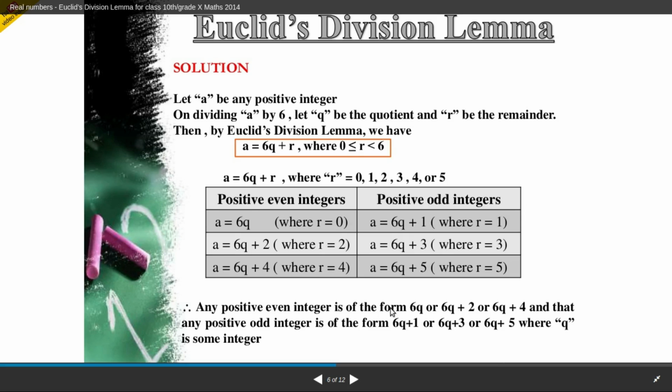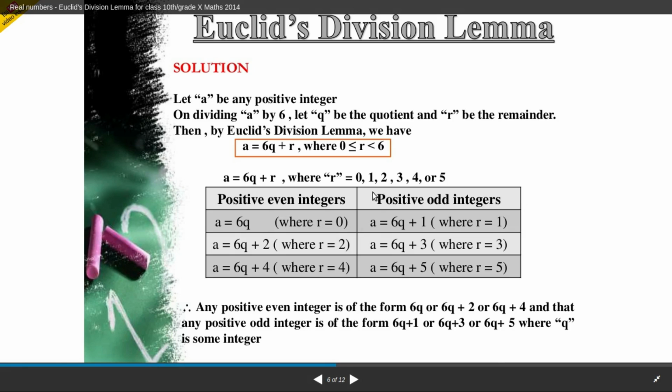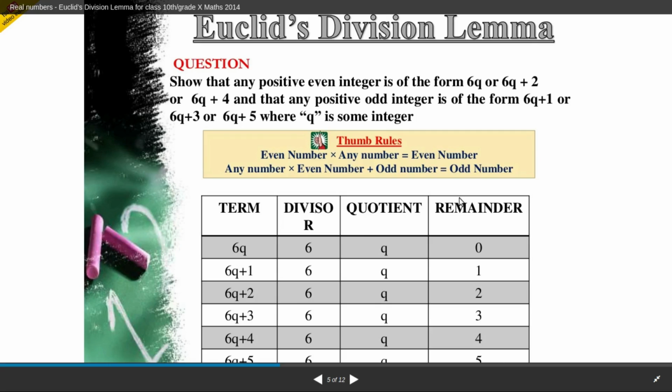So any positive even integer is of the form 6q plus 2 and then 6q plus 4, and any positive odd integer is of the form 6q plus 1, 6q plus 3, or 6q plus 5, where q is some integer. Again, q is taken as a quotient, right? And then 6 is taken as a divisor. Remainder will be 0, 1, 2, 3, 4, 5, right?